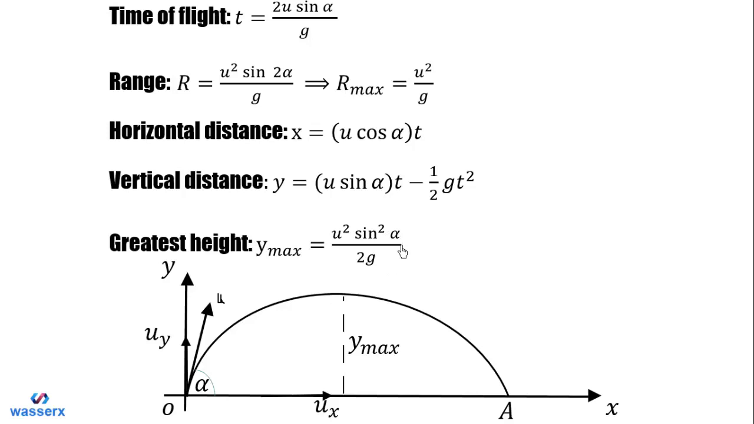Now let us see how we can use these relations to solve some WAEC past questions. We have the first one here. The time of flight for a projectile motion is given by the expression. So that is what we just looked at. Time of flight t is equal to 2 times the initial velocity, which is u sine alpha over g. So in this case, replace alpha with theta.